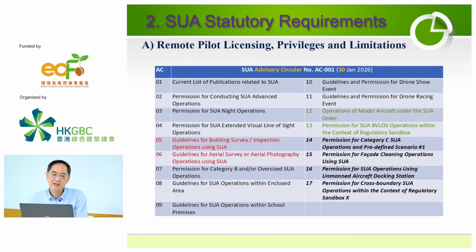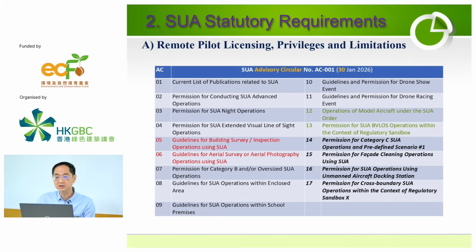This one is the most updated table. The CAD has the advisory circular, AC, from 01 to 17. It was updated in this January. In this January, we newly introduced 14 to 17 about the permission for Category C SUA operations. That's why we now have the Cat C operation by Meituan, for example. And then it also allows us to do some facade cleaning operation using SUA.